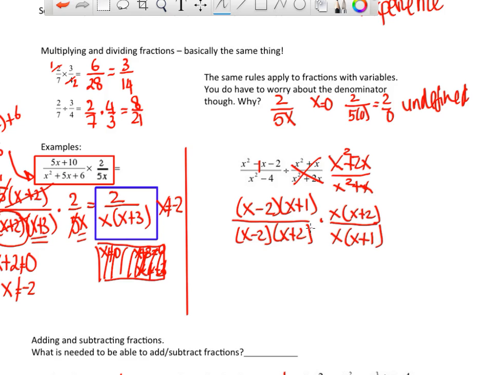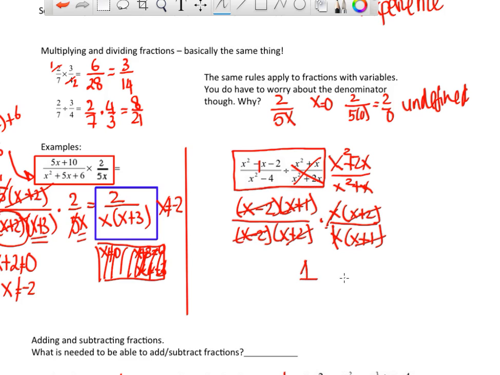Okay. So what can we cancel? Well, let's see. x minus 2 and x minus 2. x plus 1 and x plus 1. x plus 2 and x plus 2. And then these x's cancel each other out as well. So everything cancels. So that leaves a 1. Not 0, that's 1. So the original expression is equal to 1, but we do have to list all those x's that would give me zeros in the denominator.